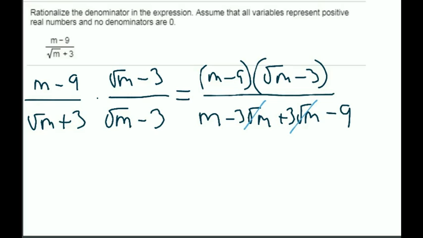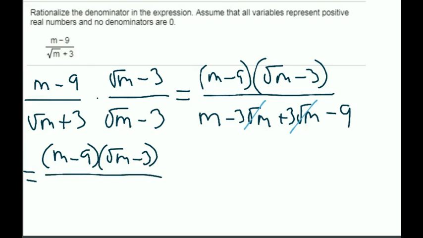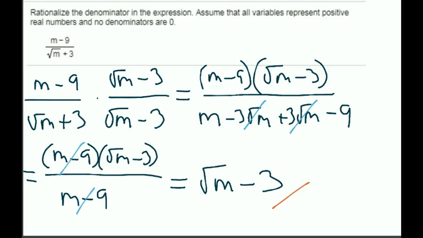So that leaves us with m minus 9 square root of m minus 3 in the numerator. And it leaves us with m minus 9 in the denominator. So do you see what's happening here? M minus 9 cancels out. So what we're left with here is the square root of m minus 3 as our final answer.